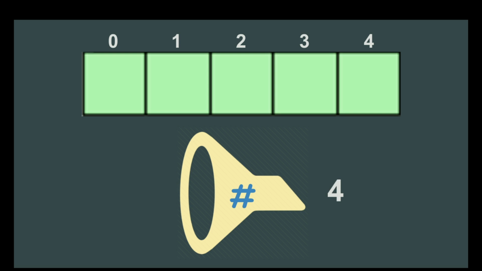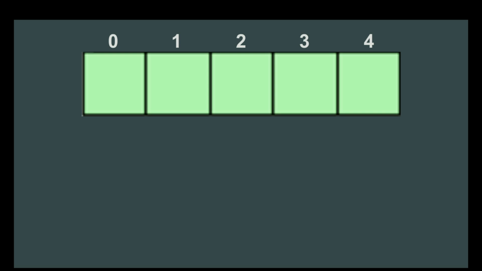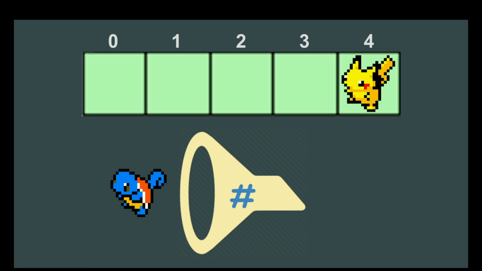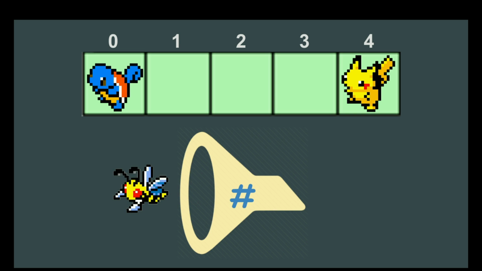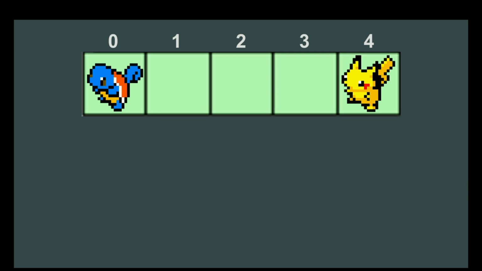So very easily, we go to our table here and we put Pikachu in index number 4. Plain and simple. Once again, Squirtle goes through the hash function, produces 0. What do we do? Go into our array, and we place Squirtle at index number 0. Beedrill, hash function, 2. Where do we put Beedrill? At 2. So very, very simple, as you can see. You can understand that's basically how it is.